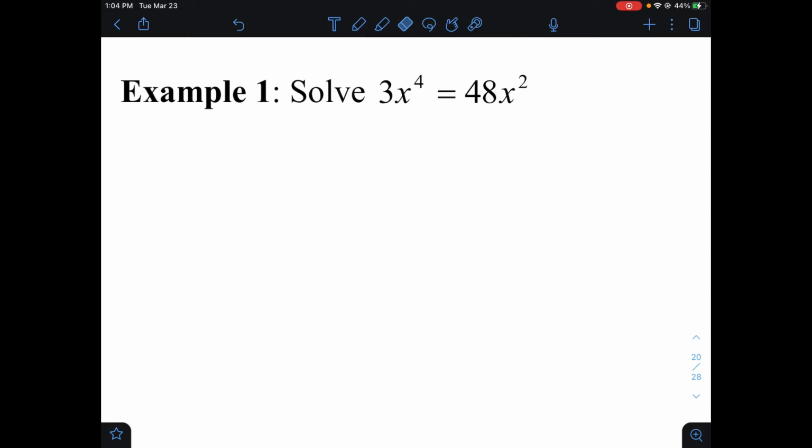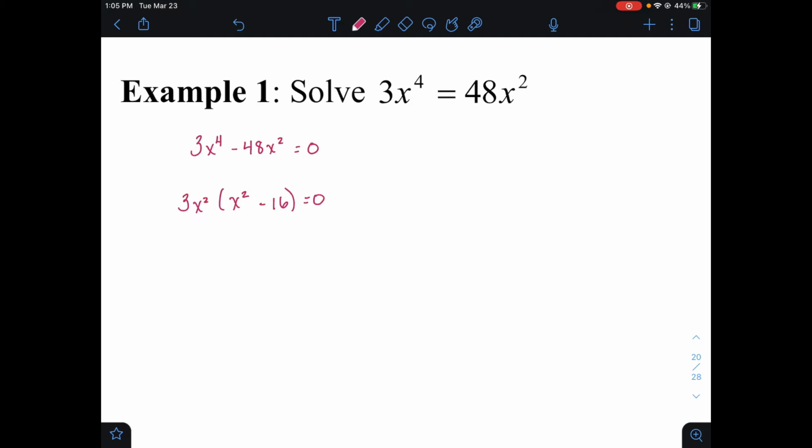So that means 3x to the fourth, and then I'm going to move the 48 over by subtracting it, so minus 48x squared equals 0. Now that it's equal to 0, I'm going to ask, is there a greatest common factor that I can pull out of both of these? The answer is yes, and it is 3x squared. If I factor out a 3x squared, I'm left with x squared minus 16 equals 0.